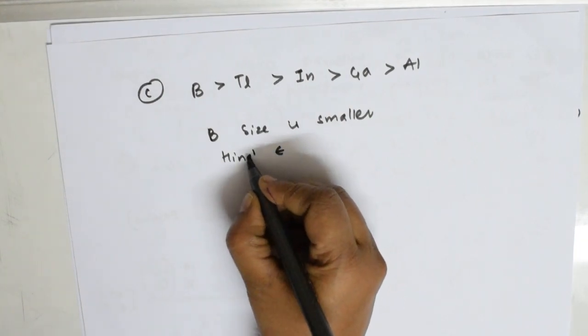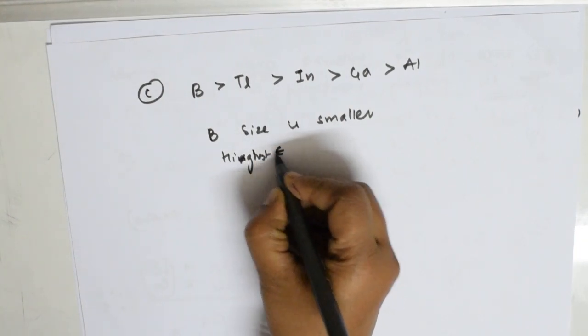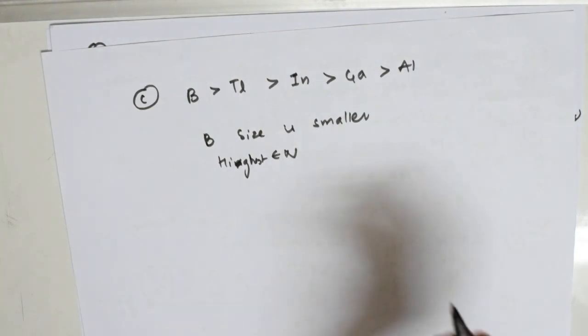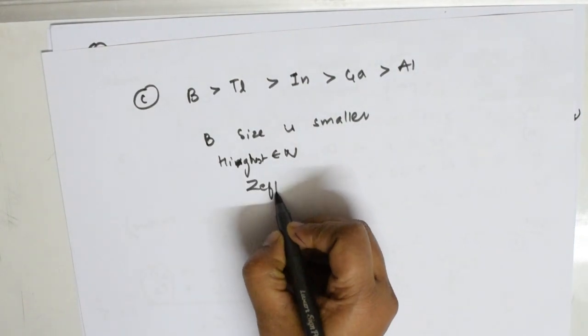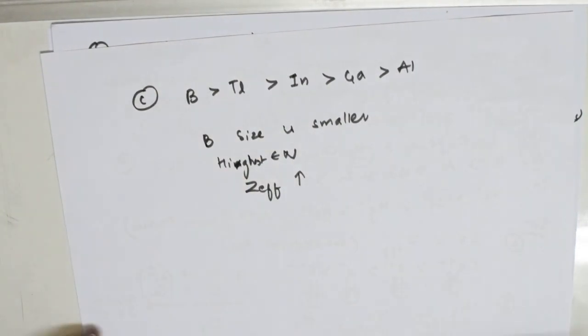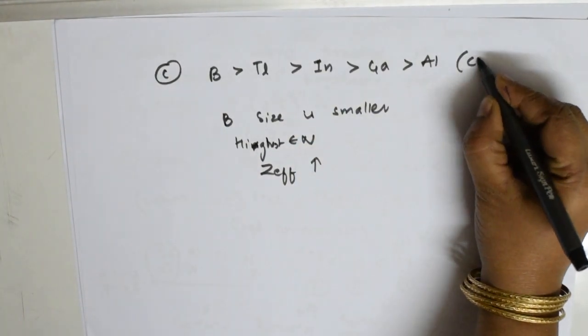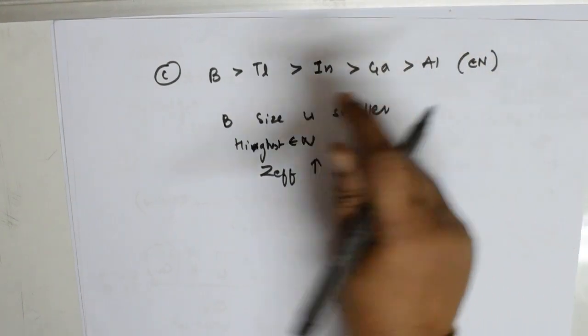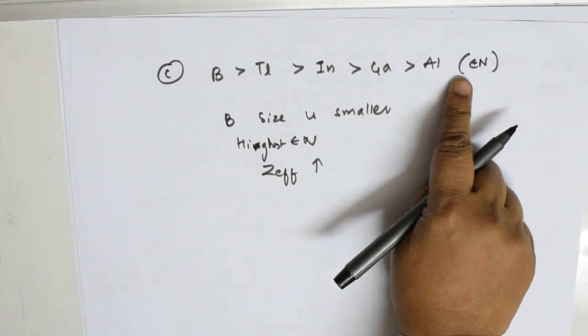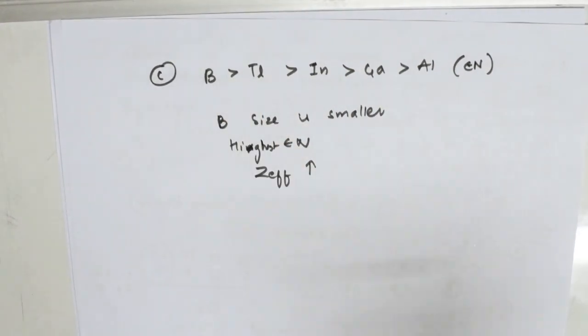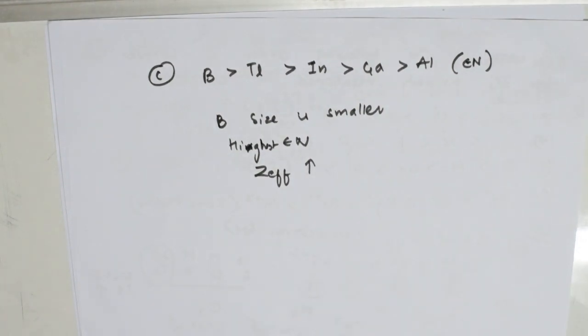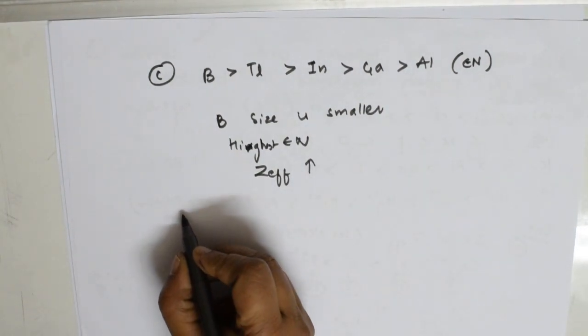Because the size is smaller, it has the highest electronegativity. When the electronegativity is highest, Z effective will also be more. That is why I have written this order. See here, we have written this based on electronegativity. The smaller the size, the more the electronegativity. That is why boron is kept first. That's fine. Yes. Now, next thing, let us do the D part.